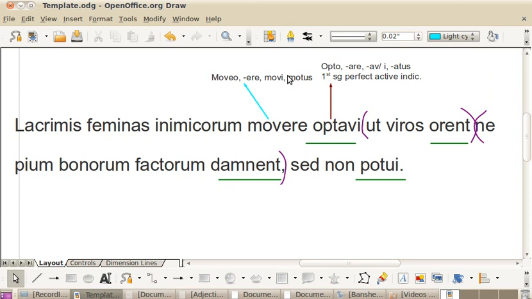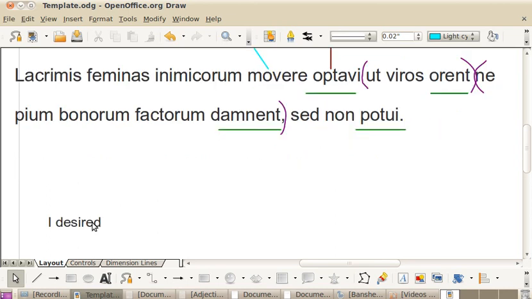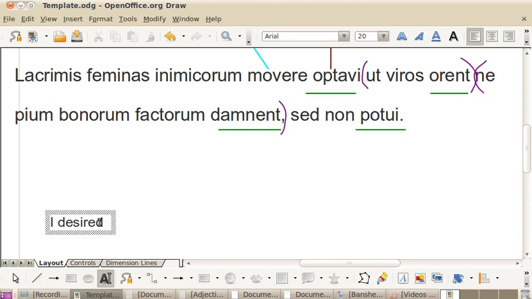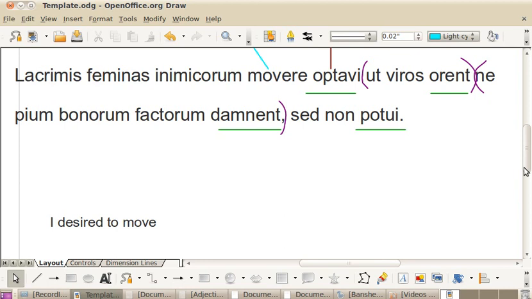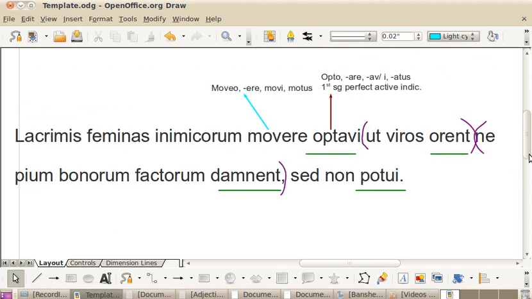At any rate, we've done work here, but we know it's the infinitive, it's the second principal part, so we can just add that to our verbal idea here. I desired, and moveo, movere means to move. So this verbal idea expects a direct object. I desired to move what? Well, let's look in our sentence and see if we have that information. Now, when looking for a direct object in Latin, we're looking for a noun in the accusative. So let's start with lacrimis here. Lacrimis, we look it up.